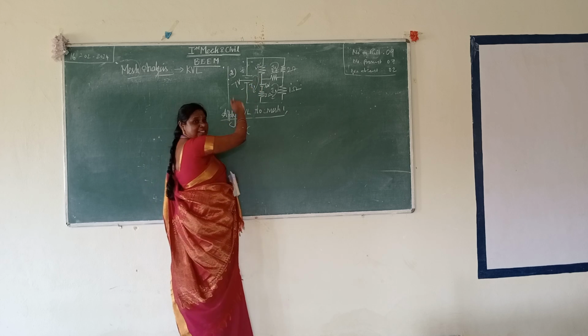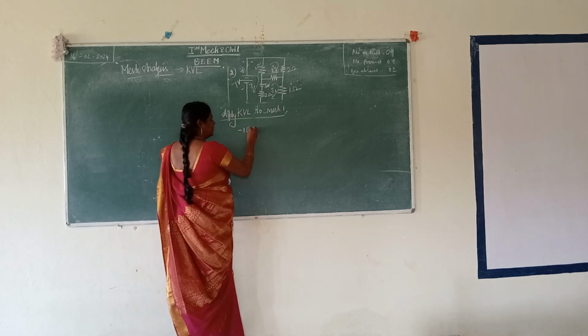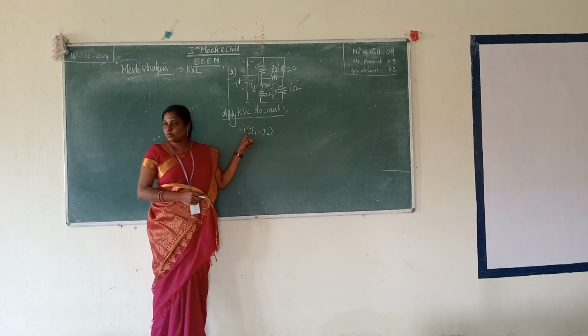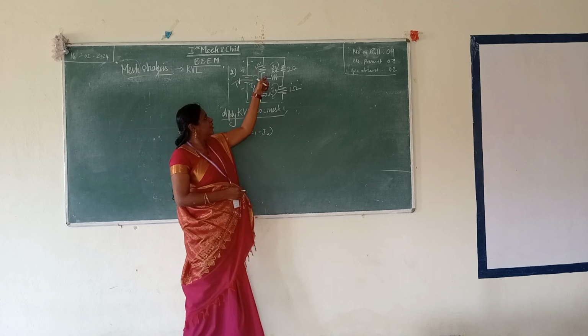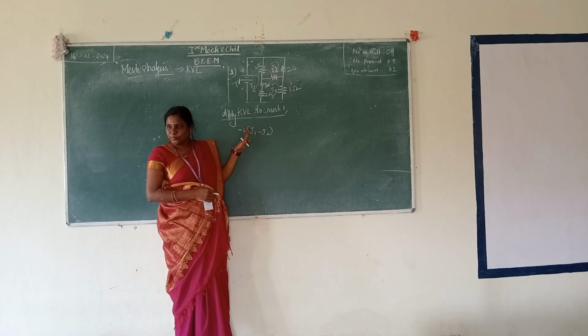1 ohm resistor present between I1 and I2. So the current through the 1 ohm resistor is what? I1 is flowing like this, I2 is going the other way. So it is I1 minus I2.